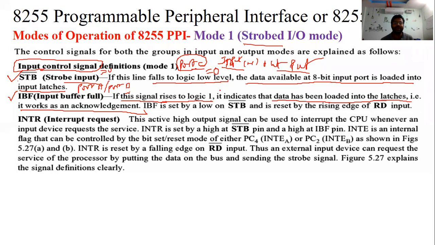How does the microprocessor know that the data is filled in the port of the 8255 PPI? For that, one of the control signals, IBF, is generated. It means the data is loaded on port A or port B. That is somewhat an acknowledgement. Once it is acknowledged, the microprocessor performs the read operation. Up to this, these two signals are performed by the 8255.